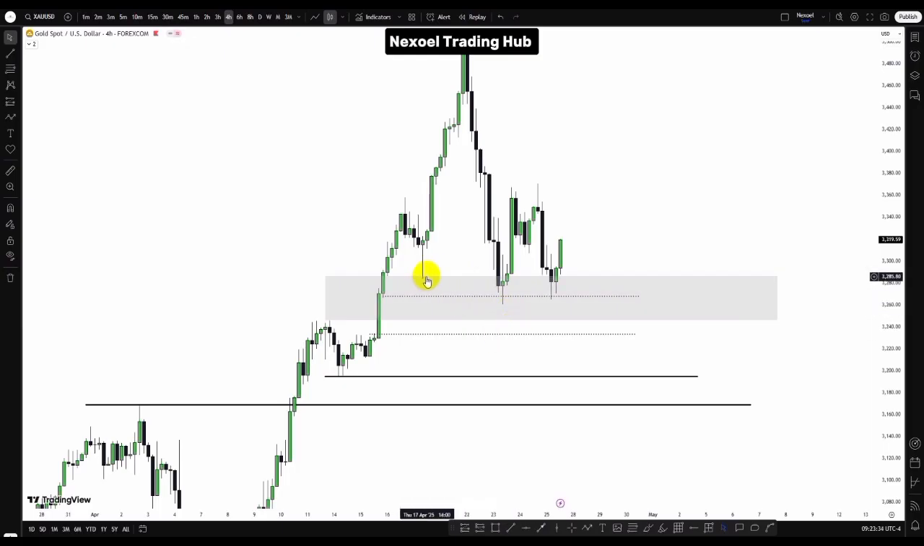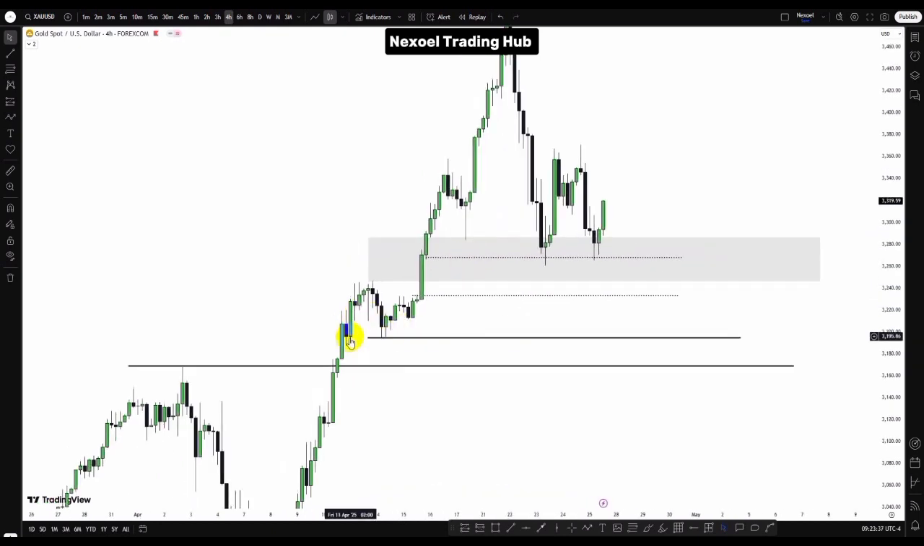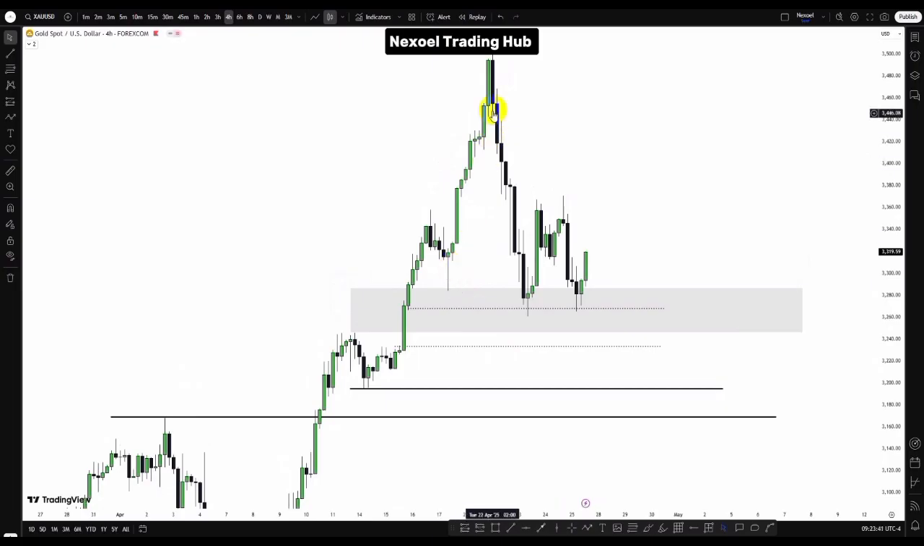We can see here price took out the sell side liquidity. So price gave us this rally, base rally. Price gave this pullback and pushed again to the upside. Price went down, sought the sell side liquidity, mitigating this daily bullish fair value gap. In confluence, we have this 4-hour bullish fair value gap.